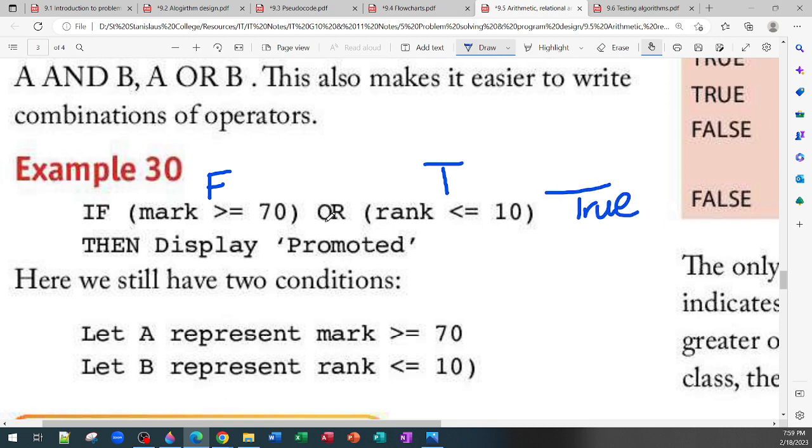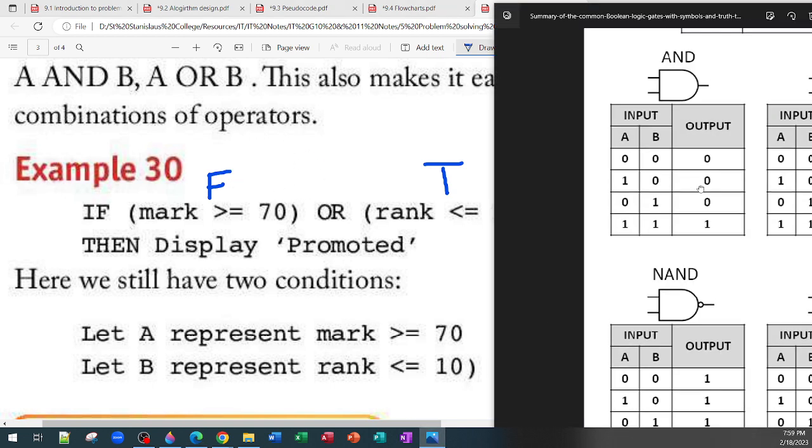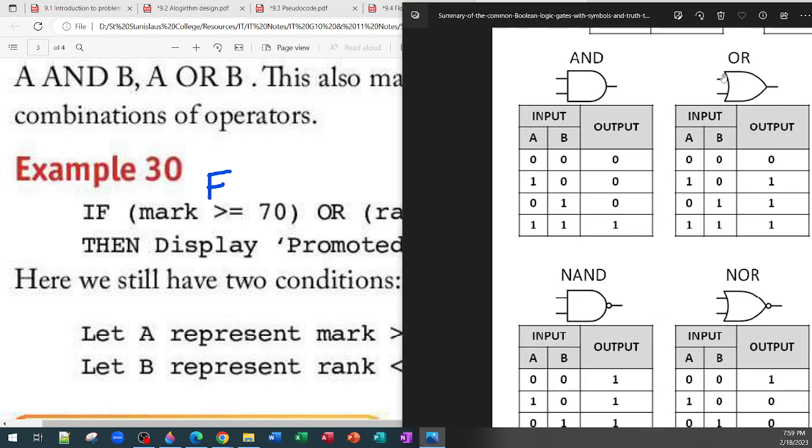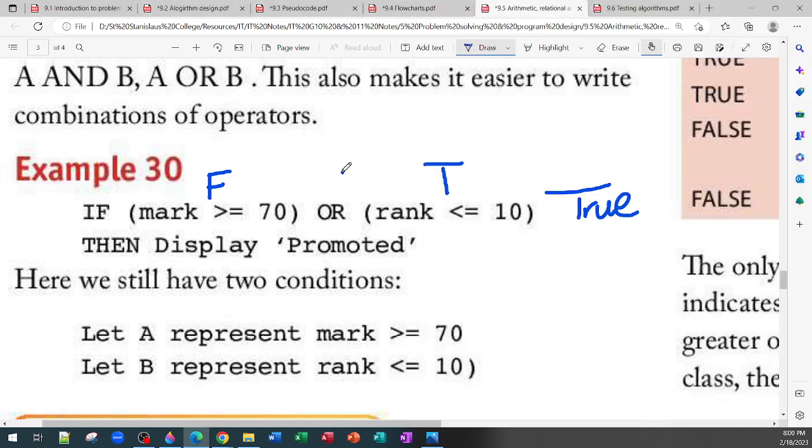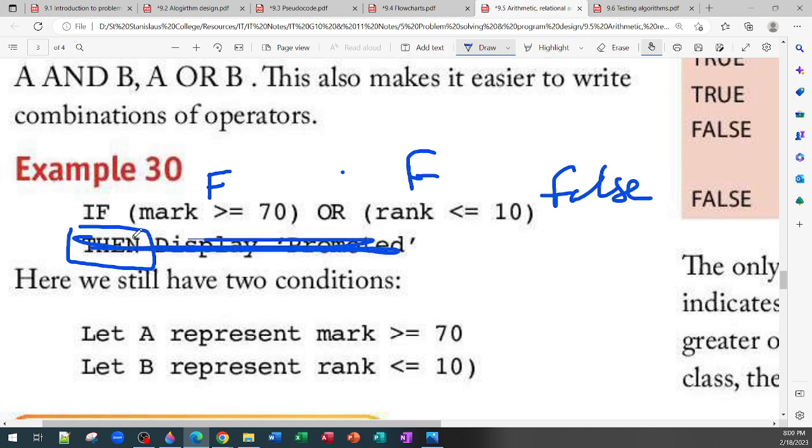So for the OR, everything has to be false for it to be false. Any other combination, the result is going to be true. So the simple fact that we have a true here is going to be true. So we go to this line here, then display promoted. So that there is resulting there. If this here now was false and false, then the result would have been false, and we ignore this step here.